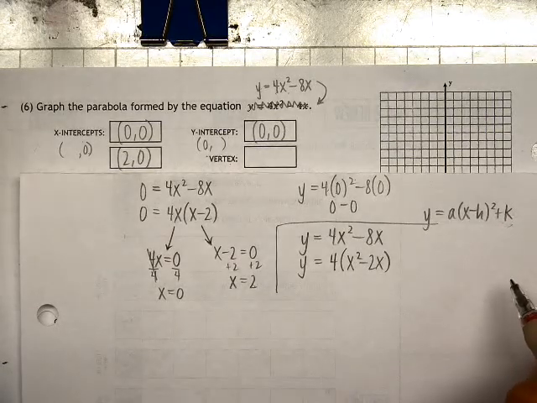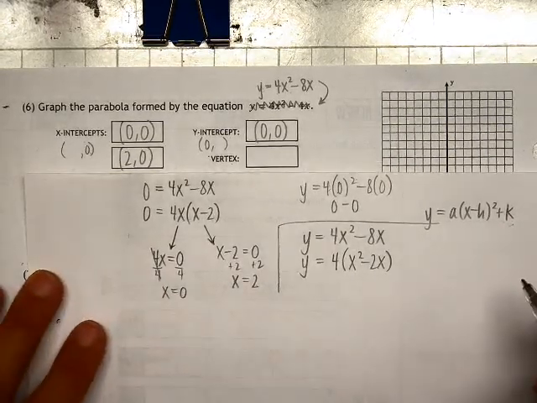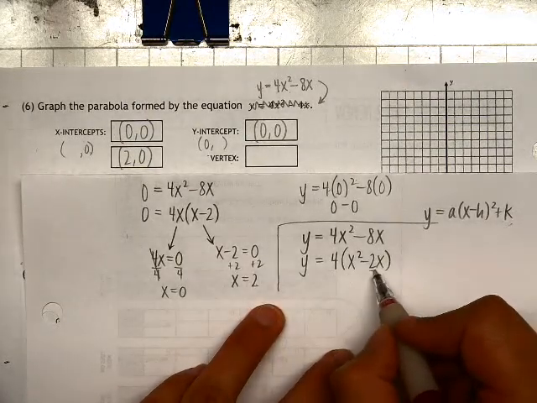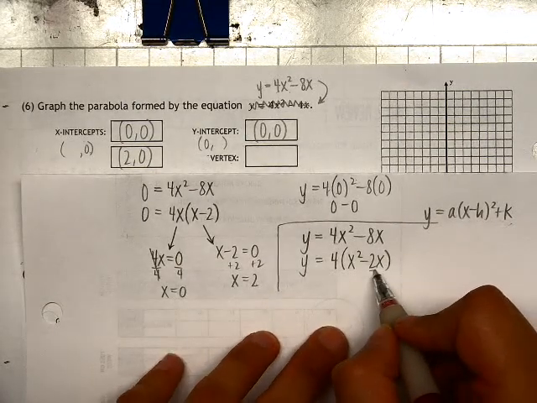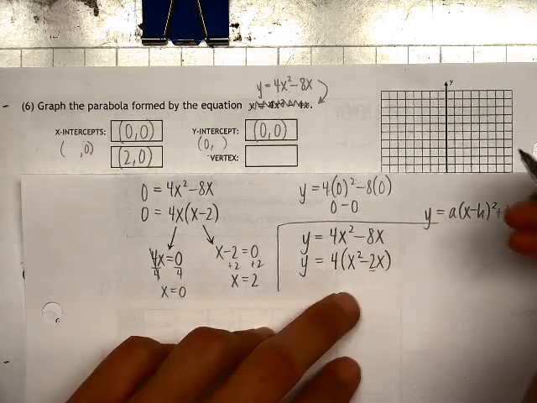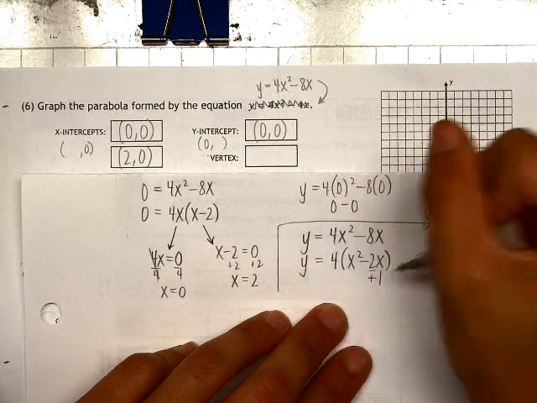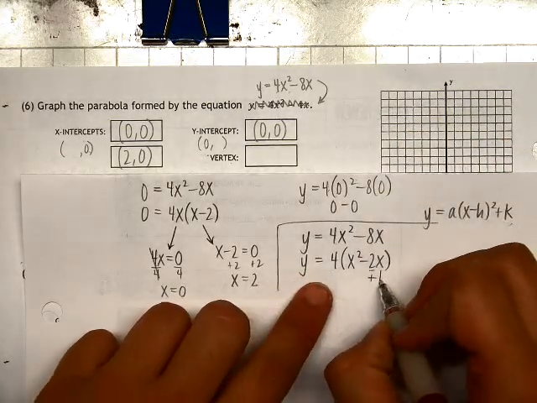To do completing the square, remember we use the process of dividing by 2 and squaring. I'm going to focus on the number inside here next to the x, which is the 2. 2 divided by 2 is 1. 1 squared is 1. So by using completing the square, I know what number I need to add into the parentheses.